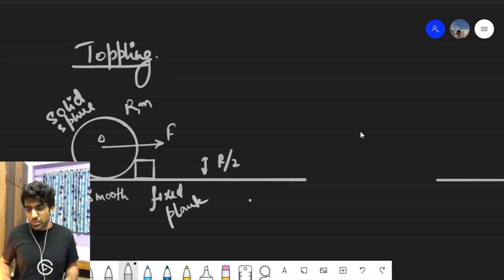So let's see a problem on toppling. Here we have a solid sphere and a fixed plank. The solid sphere is on a smooth surface. Now we are applying a horizontal force at the center of the sphere. Let's say the force value is F, the radius of the sphere is R and the mass is M. The height of the plank is R by 2.